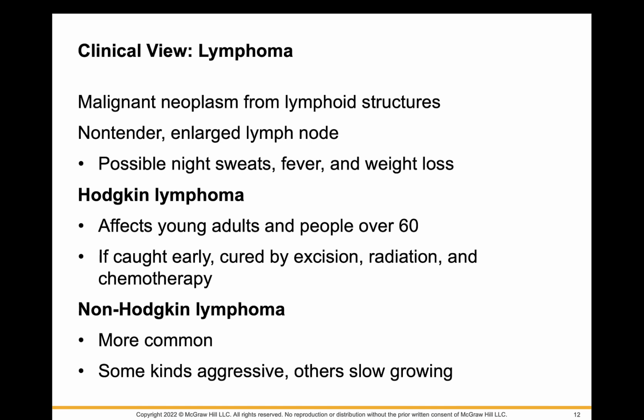The population that is most impacted by Hodgkin's lymphoma are going to be young individuals and people over 60. So basically opposite ends of the age spectrum, but not really talking about young children. There is another type of lymphoma, and it is actually known as non-Hodgkin's lymphoma. And this is the type of lymphoma that is much more common. And there are subtypes, some being more aggressive than others.